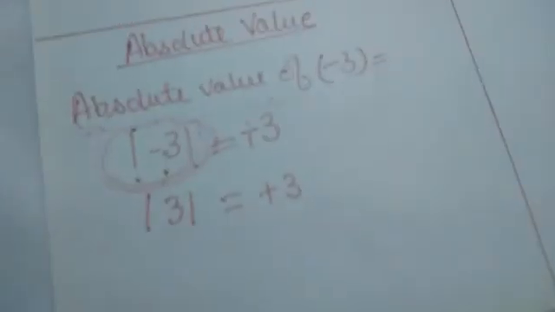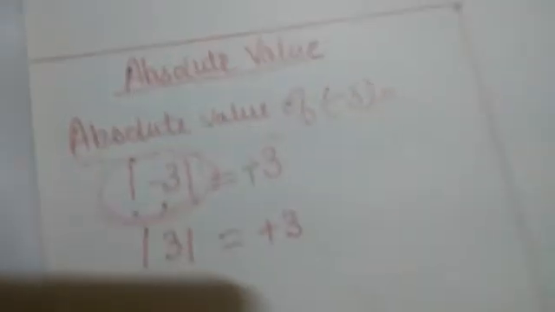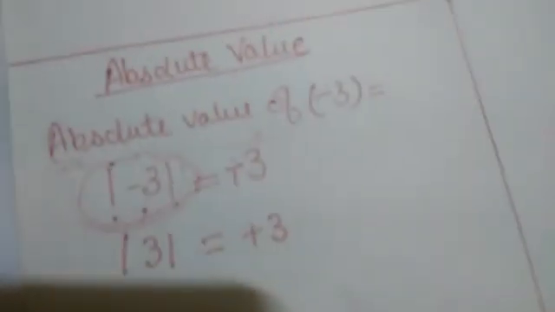Now see, if only 3 is written, then also the answer is 3. The work of these two lines is only to change the sign to positive. Whatever the sign is in the question, that doesn't matter. If the sign is positive, then the answer is also positive. If the sign is negative, then also the sign is positive in the answer.